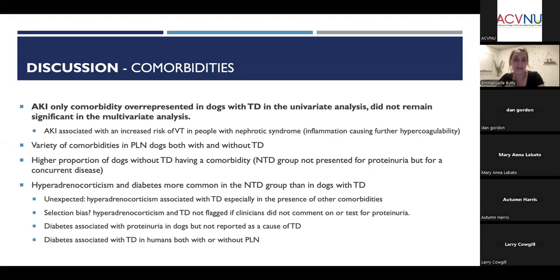Regarding diabetes, that was also more common in the non-thromboembolic group. It is associated with proteinuria in dogs, but not reported to be a cause of thromboembolic disease. And in humans, at least, we know that diabetes is associated with that, but not necessarily with PLN. So a little discussion here on why potentially diabetes and hyperadrenocorticism were more common in the non-thromboembolic group.